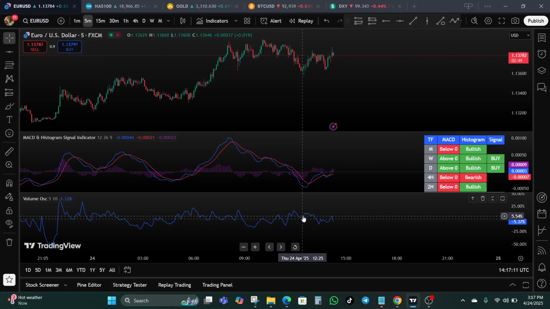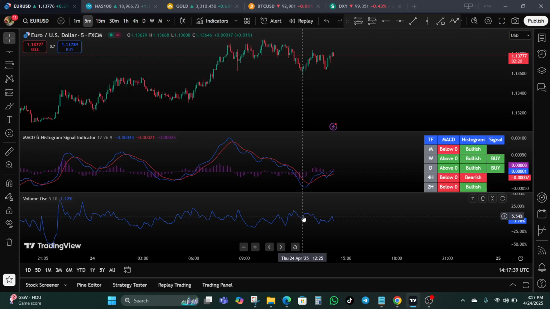All right, so when there is volume backing up a price move, it adds validity to that move. It gives it a higher chance of playing out as expected. But when there is low volume behind a price action, there is a chance that it might not play out as expected. So that's the reason why you should pay attention to volumes in addition to your price action analysis.